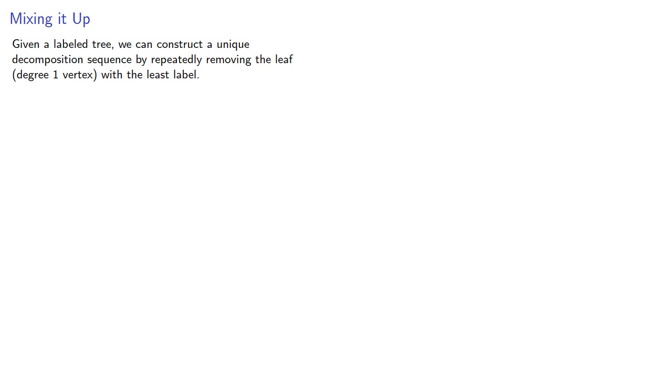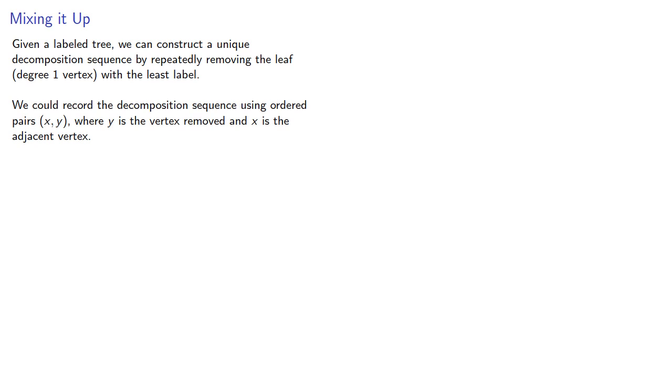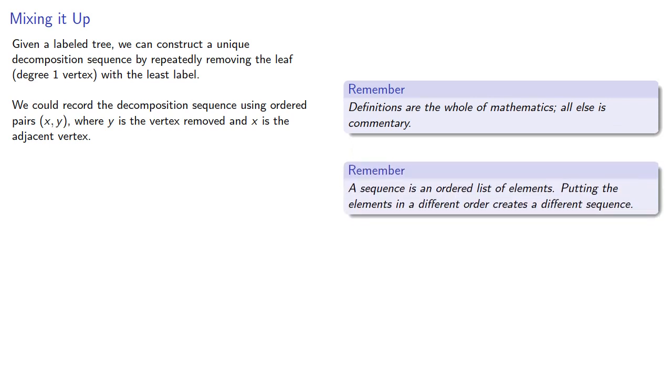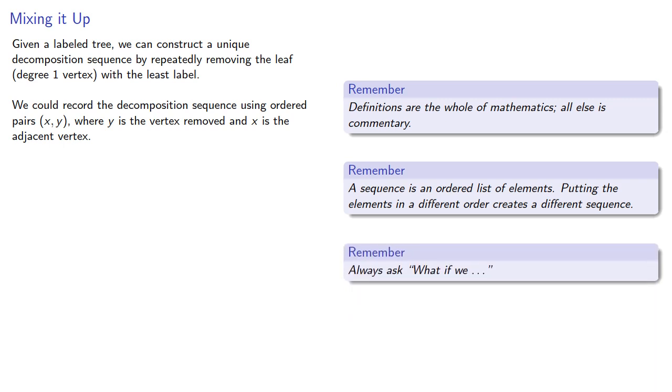So given a labeled tree, we can construct a unique decomposition sequence by repeatedly removing the leaf, degree 1 vertex, with the least label. We could record the decomposition sequence using ordered pairs x, y, where y is the vertex removed and x is the adjacent vertex. But remember, definitions are the whole of mathematics, all else is commentary. A sequence is an ordered list of elements. Putting the elements in a different order creates a different sequence. So what if we rearrange the terms of the sequence?